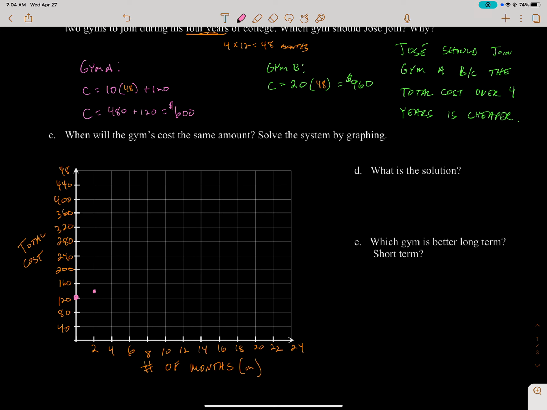So then I do that again. I go over 2 on the x-axis, so I go up 20 on the y-axis. And it's going to look like this. Every time I move over 2, I move up 20, which is halfway. I'm doing this because we want to find out where they intersect, so that's why I'm graphing so many points, so I can keep my line very accurate. That is Gym A.